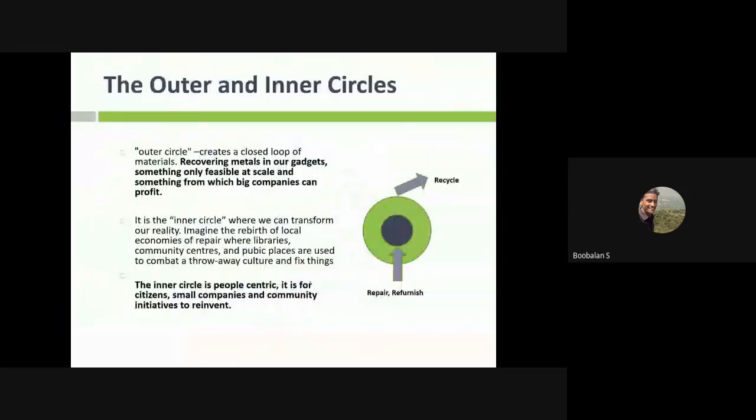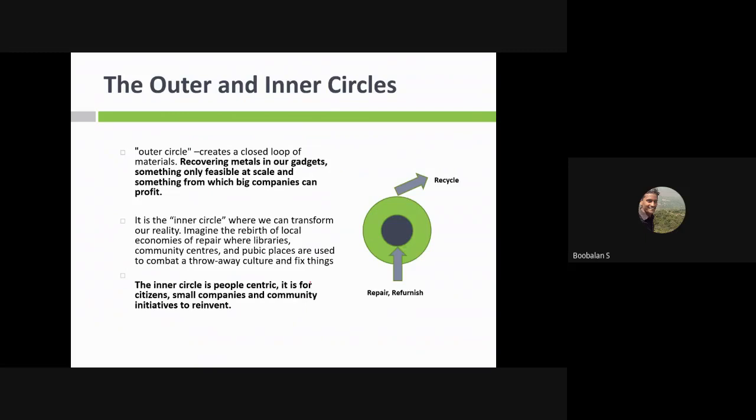We'll see. There are two circles. One circle is the inner circle, and one more is the outer circle. Outer circle means that, once your electronic gadget or whatever products you are using, in industry or a residential home, are totally unrepairable.